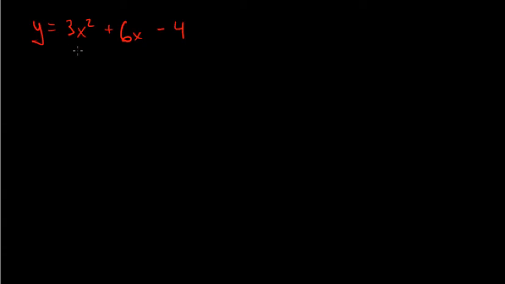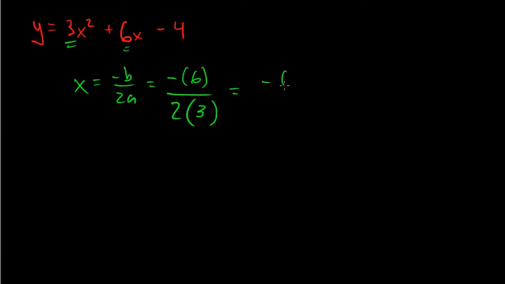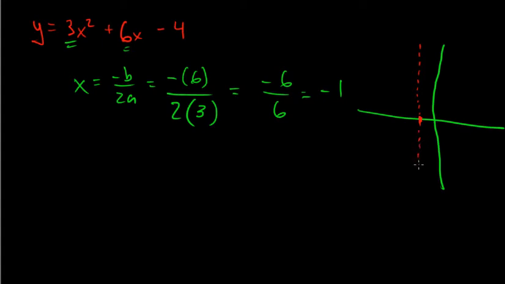To graph the equation y equals 3x squared plus 6x minus 4, I'm going to start by finding the axis of symmetry at x equals negative b over 2a. Well, since b is the coefficient of x, then in this case b is 6. So negative b is negative 6 over 2 times a. A is the coefficient of x squared, so 2 times 3. So we end up with negative 6 over 6, which is equal to negative 1. Well, I know now that on the graph at x equals negative 1, which is right here, is where the vertical axis of symmetry is for the parabola.